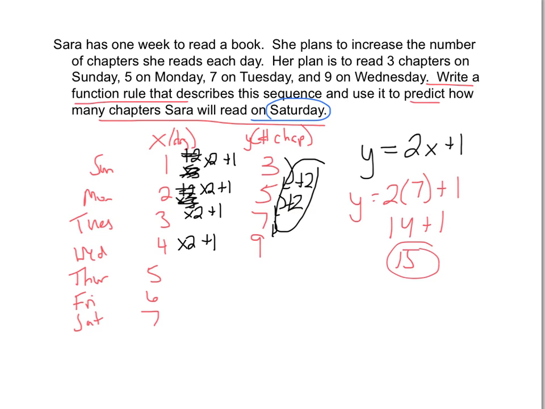Okay. So the biggest thing here is just be aware that it's not always just a single operation that we can find between our input and output.